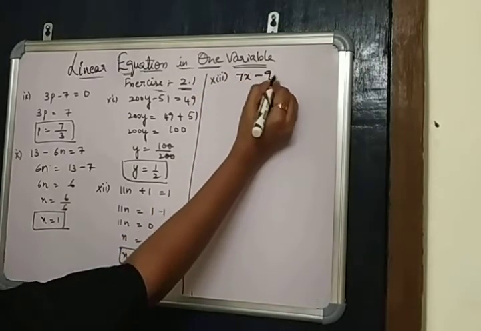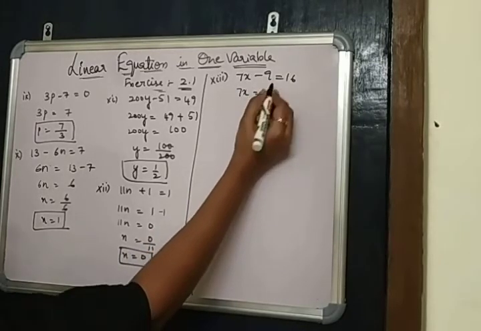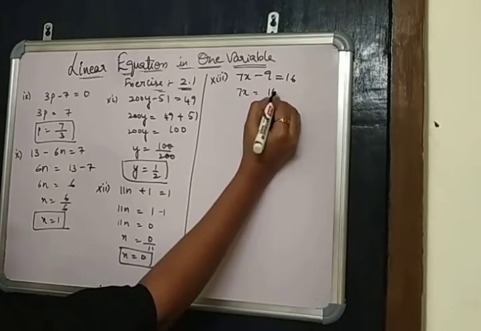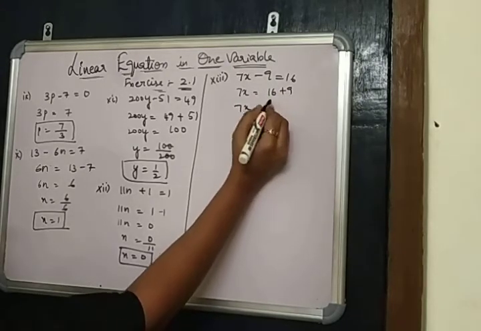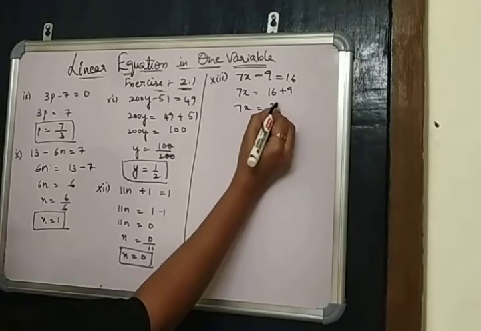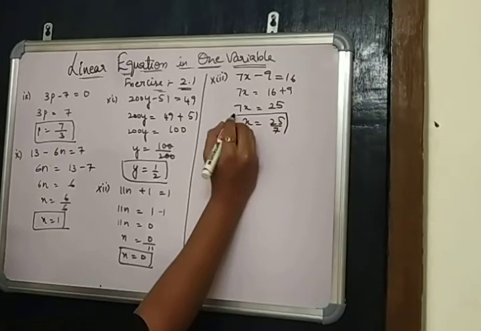7x minus 9 is equal to 16, where 7x, transpose this 9 into the right hand side, the minus 9 will become plus 9. 7x is equal to 16 plus 9 is 25, where x is equal to 25 divided by 7.